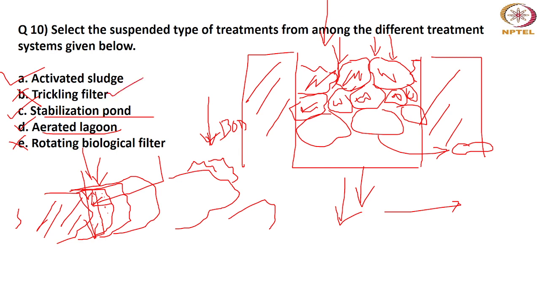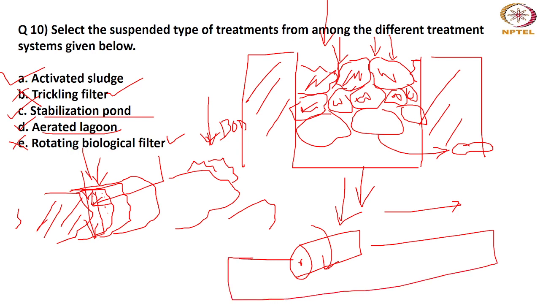So this is one example, a trickling filter, and another example is this rotating biological filter. Here, instead of these big stones, we are providing some big drums and it is rotating continuously. You can see, this is some kind of modification we have done. Suppose this part was under the wastewater. This is wastewater coming and wastewater is going in this way.